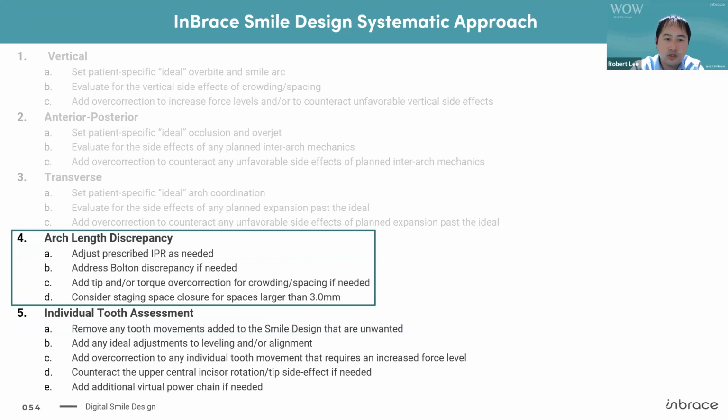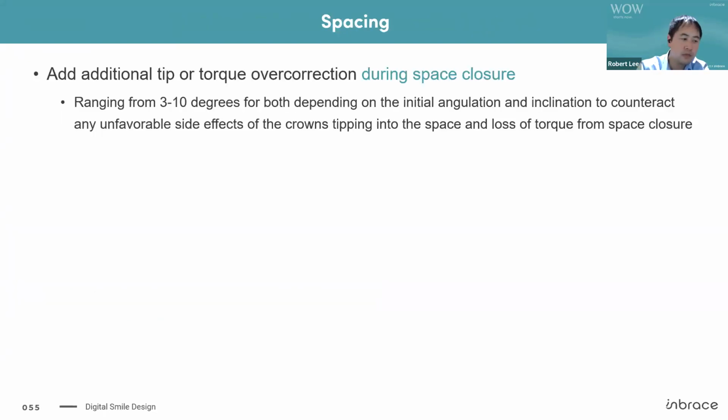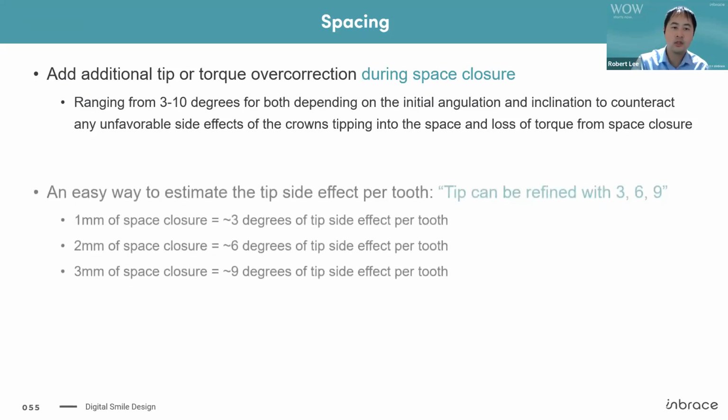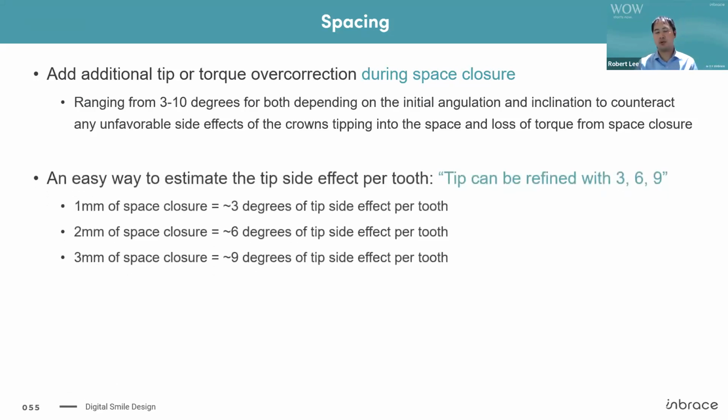And then looking at the arch length discrepancy, the main area I'm going to focus on in this webinar is mainly on how do you deal with spacing. So with spacing, whenever you are closing spaces, you can have some tip and torque side effects. And then you're going to generally want to add tip or torque overcorrection to counteract any unfavorable side effects of tip and torque. So an easy way to estimate the tip side effect per tooth, so like the crowns dumping into the space, would be with this saying, tip can be refined with 369.